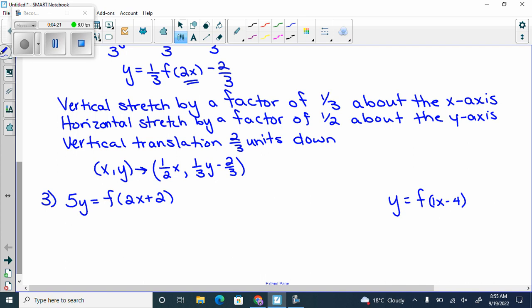Now, if there's a negative in front, same thing. If there's a negative or reflection, you have to take that out as well. Because we always have to have a 1 in front of our x in order to state our translations correctly. So I can divide the 5 over. I only have one term, so it's going to go in front. So I'm going to get y equals 1/5 f. And then I have to take the 2 out: 2x plus what? 1.